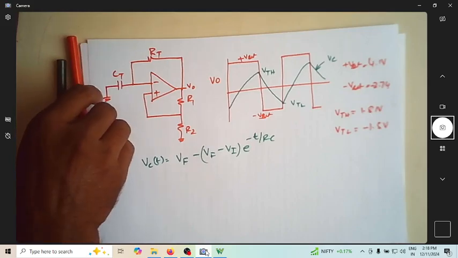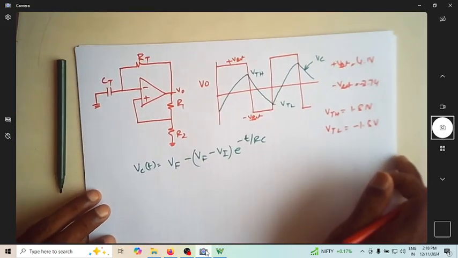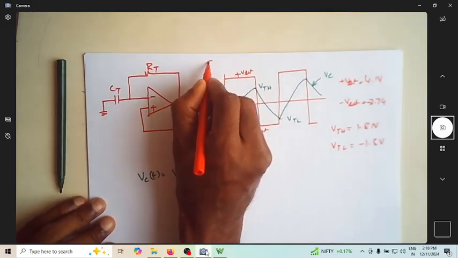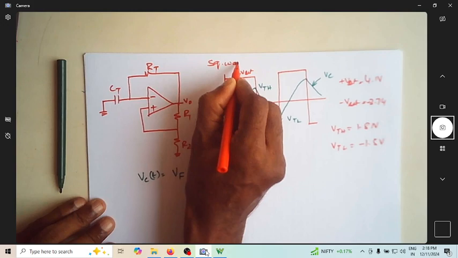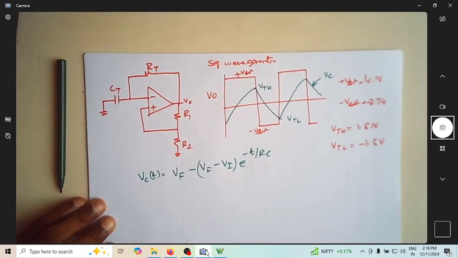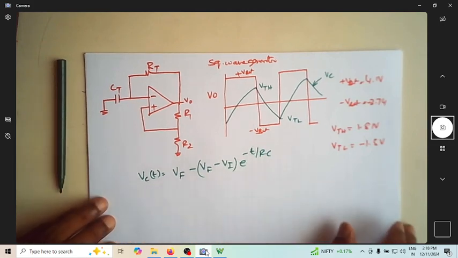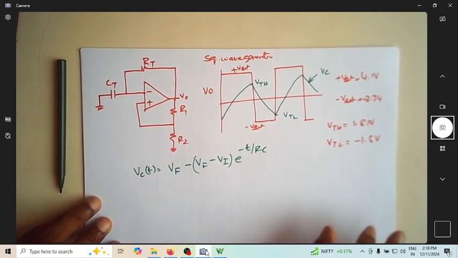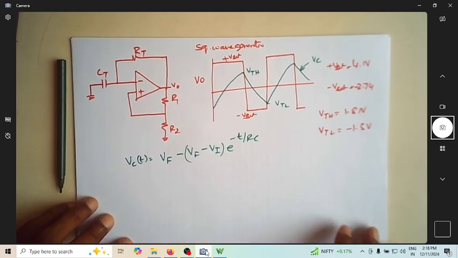Okay, welcome to the continuation of the previous video, that is square wave generator. Now let us try to find the expression for T on and T off and try to match it with the values that we are getting in the practical circuit.